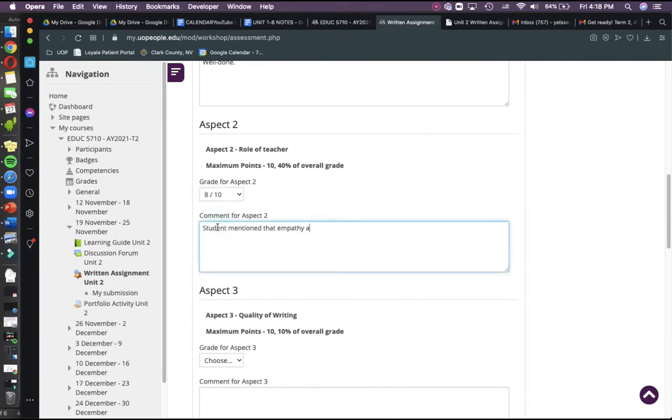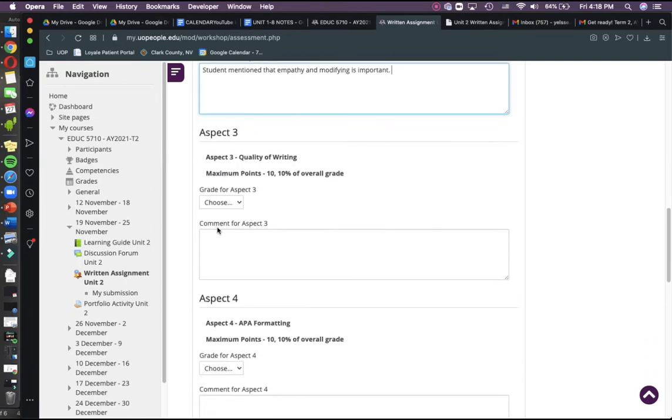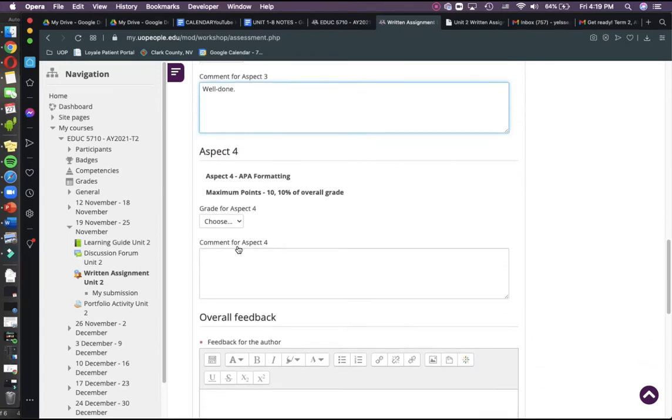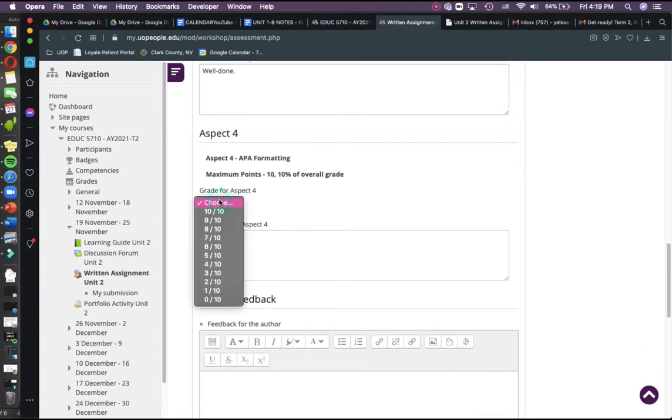You can definitely copy the way that I am grading, as in the comments. You want to make sure that you comment on each aspect, especially if you're grading lower than an 8. I think it's only fair for them to know why you chose that grade.